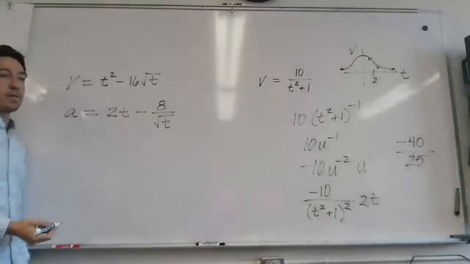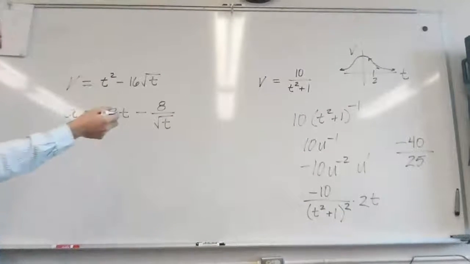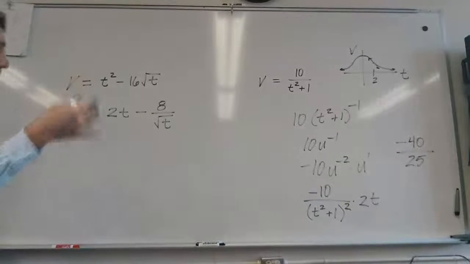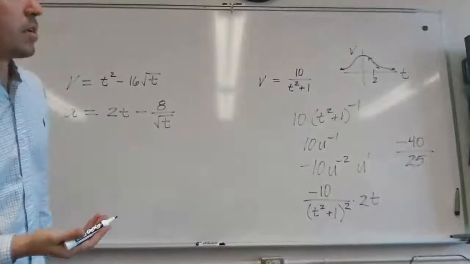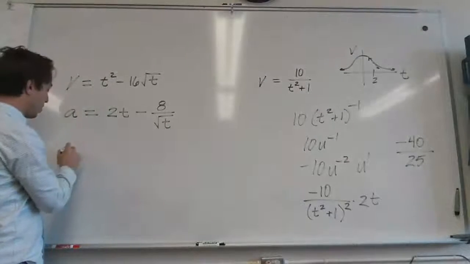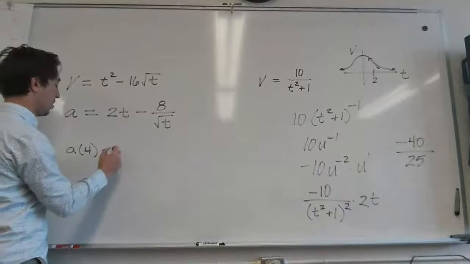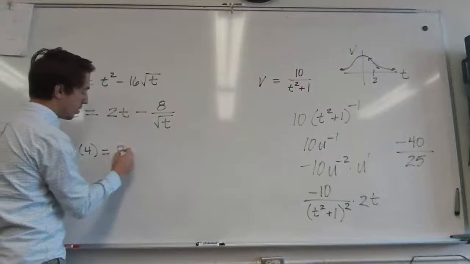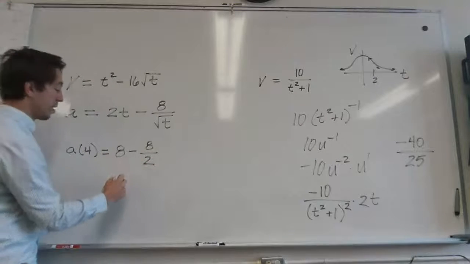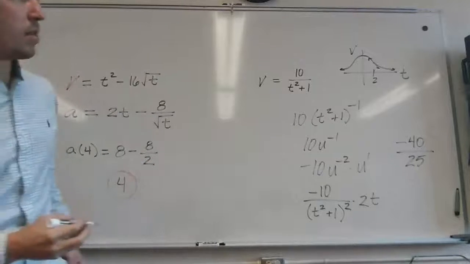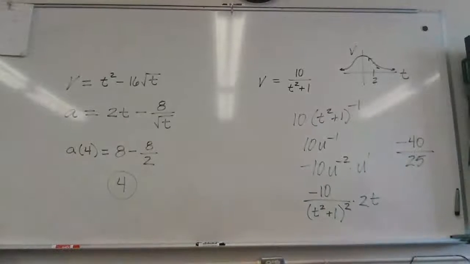Everyone okay with that? You may or may not need to do an intermediate step: 16 times 1/2, t to the negative 1/2. But in any case, you get 8 over root t. And then we have to plug in, it says at time 4. So plug in 4 here, you get 8 minus 8 over 2. 8 minus 4 is 4, I guess. No questions on that? For sure? Okay.